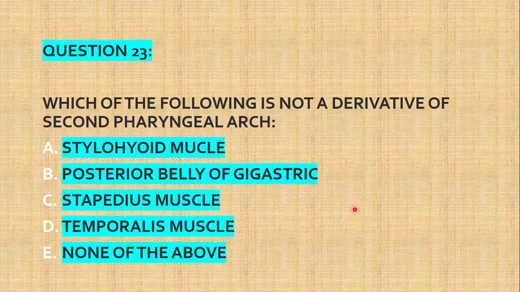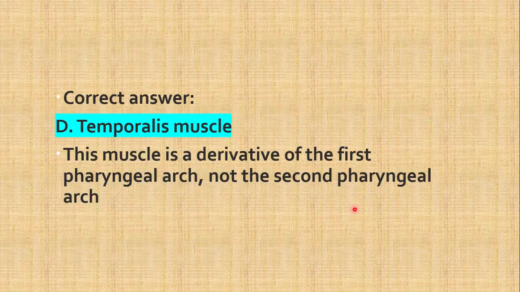Question 23. Which of the following is not a derivative of the second pharyngeal arc? A. Stylohyoid muscle. B. Posterior belly of digastric. C. Stapedius muscle. D. Temporalis. And the answer to this question is the temporalis, option D. This muscle is a derivative of the first pharyngeal arch, not the second pharyngeal arch.